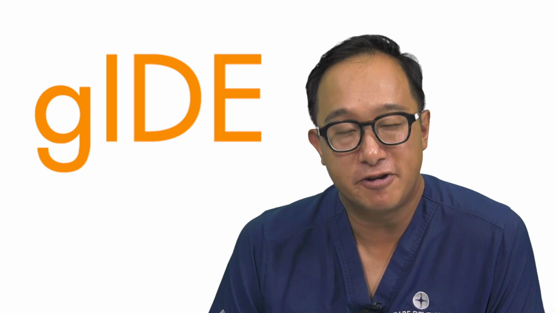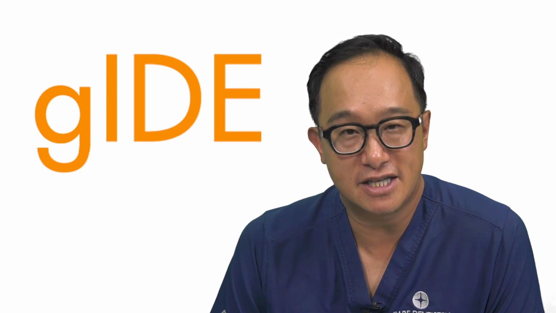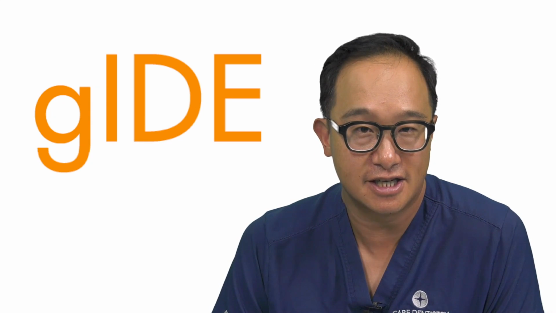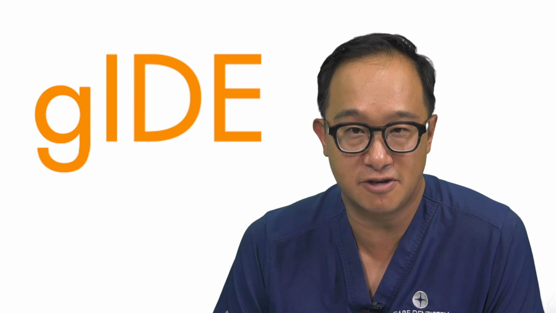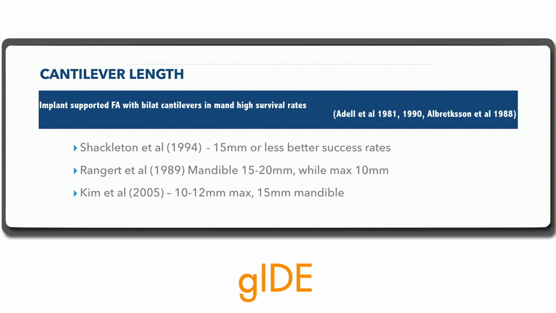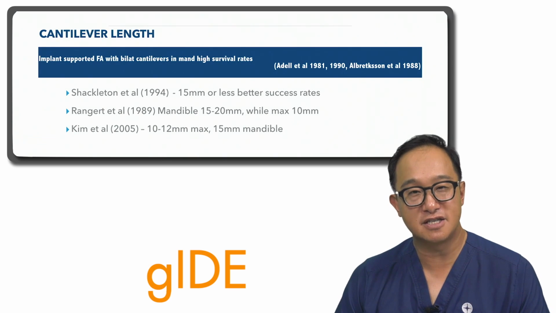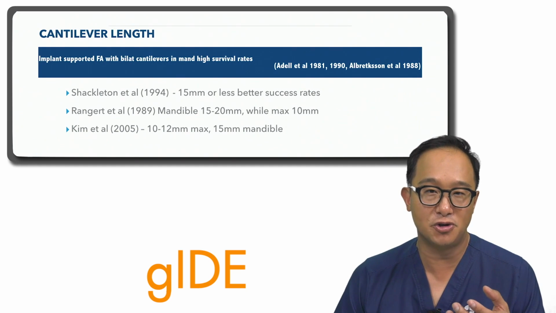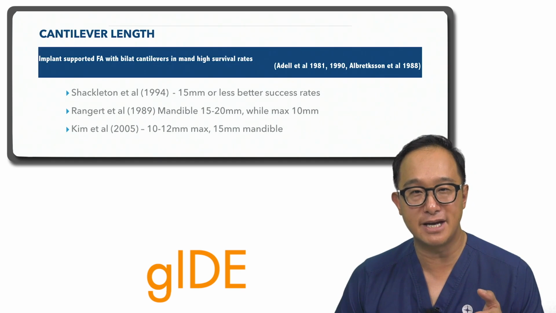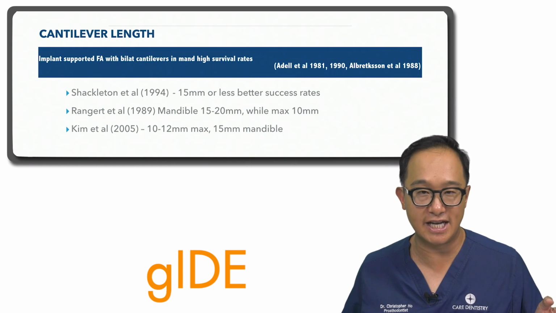So what are the appropriate lengths for the cantilevers? There have been many studies carried out with full arch cases with bilateral cantilevers with very high success rates. The original studies by Dell in 1981 and Albrechtsen have shown high success rates with these full arch frameworks with distal cantilevers, the typical Brånemark type approach with 4 implants placed interforaminally. Other authors have looked at this, and there's very little good evidence as to what is the appropriate length of the cantilever, but most of the authors have recommended 15 millimeters in the mandible and about 10 millimeters in the maxilla in terms of the maximum length of the cantilever.